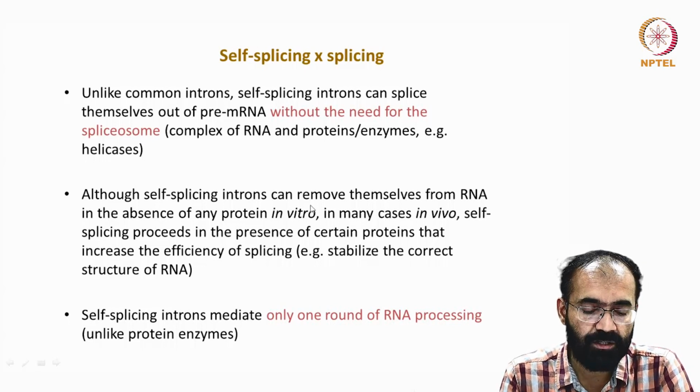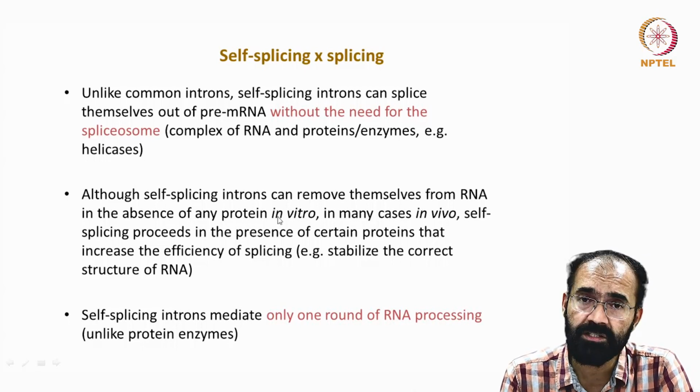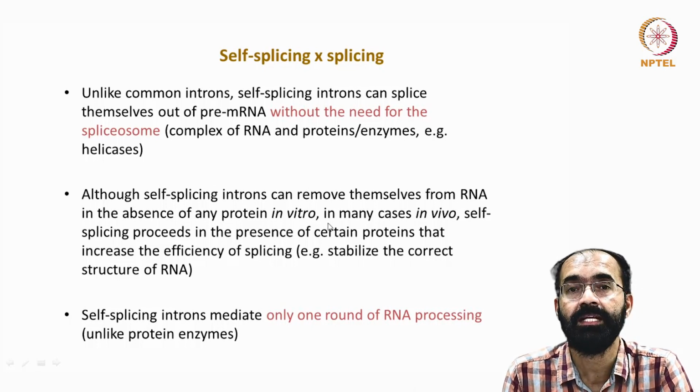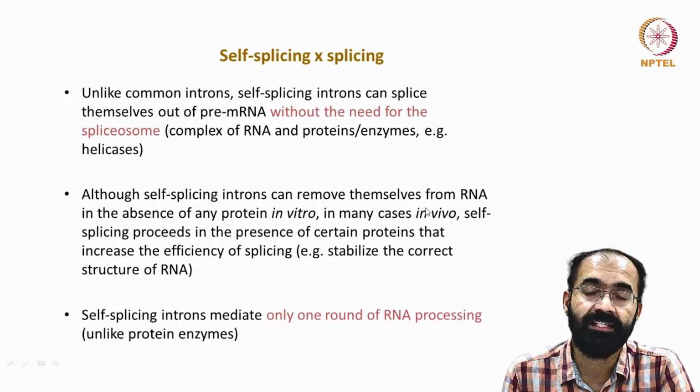Although self-splicing introns can remove themselves from the RNA in the absence of any protein in vitro, in many cases that is not so in vivo, in reality, inside a cell. In vitro basically means a lab condition in a test tube. In vivo means within the organism.